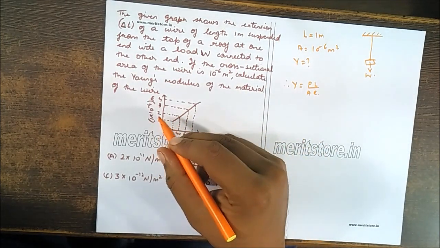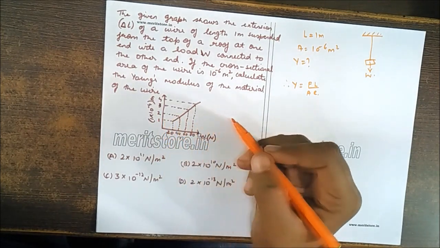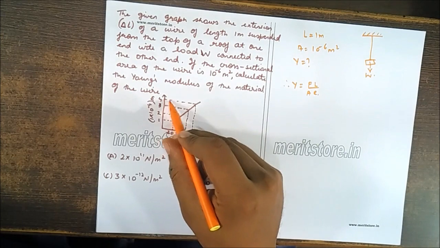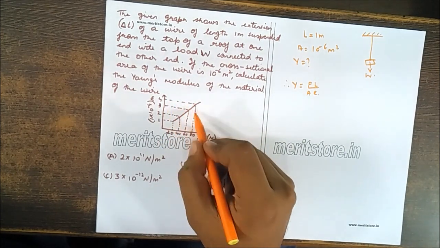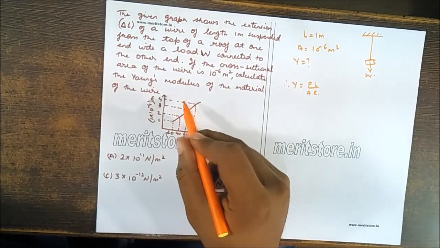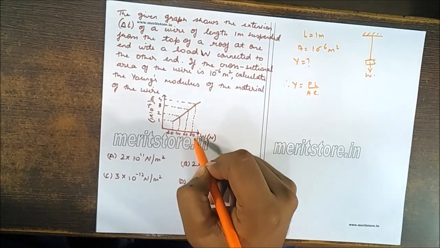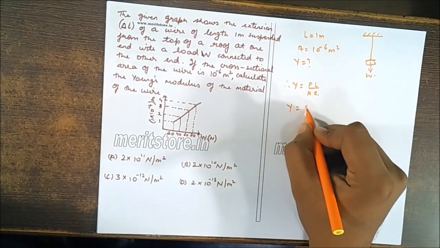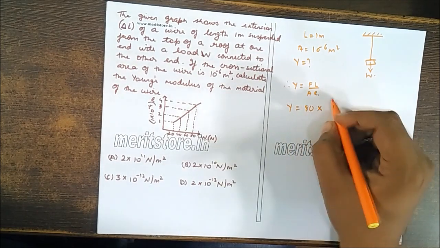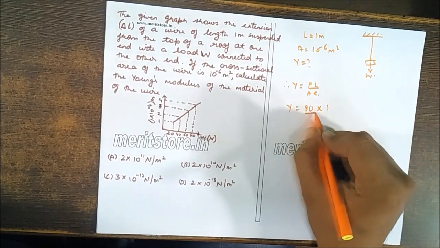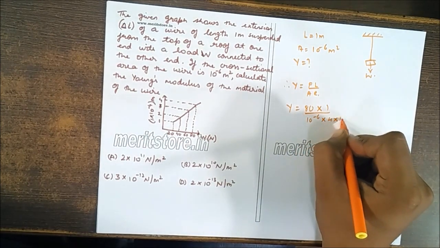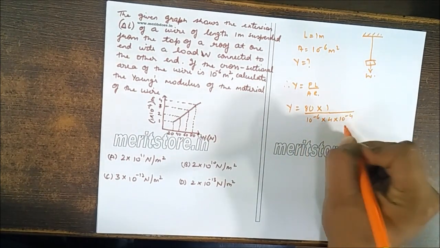Now, as I can see, it's a straight line, uniform after 20 Newton, and there's an extension of 1 into 10 raised to minus 4 meters. I would assume it to be and take this condition as my favorable condition, that is 80 and 4 into 10 raised to minus 4 as my extension. So my force will become 80 into length is 1, area is 10 raised to minus 6, and this becomes 4 into 10 raised to minus 4.